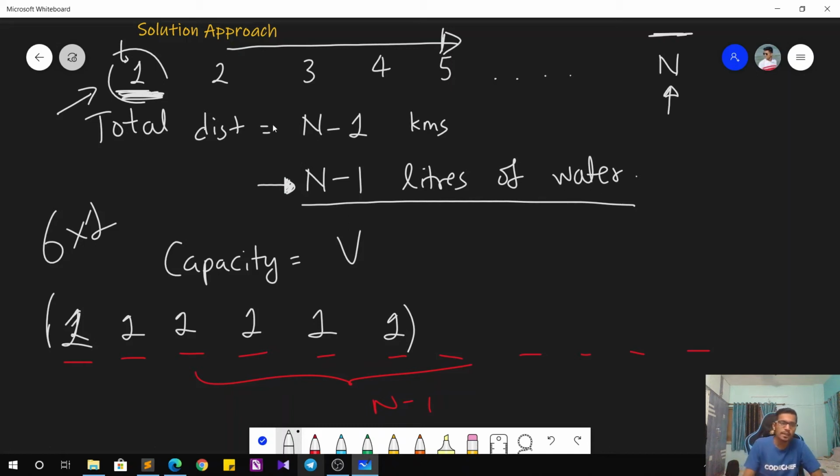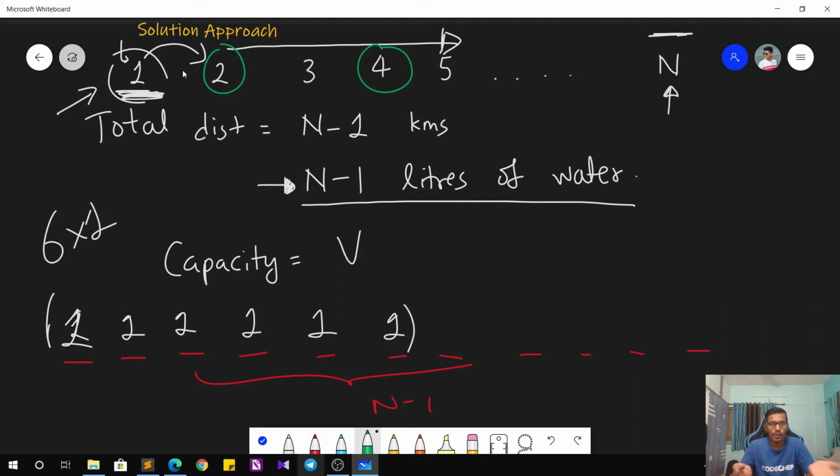Now what will happen? As soon as you travel 1 kilometer, your tank will get empty by 1 liter. So you now have one free space. So where will you prefer to fill that empty space? Will you prefer to fill it up at 4, or will you prefer to fill it up at 2? Definitely, the more it is towards the left, the better. Because right now we are going for the minimum cost.